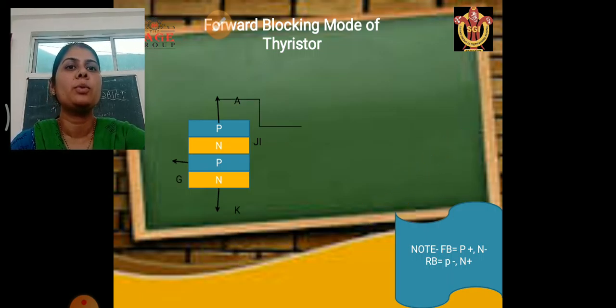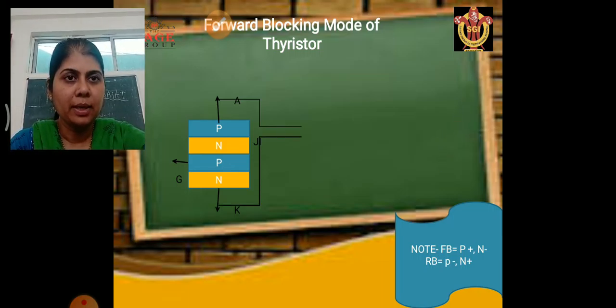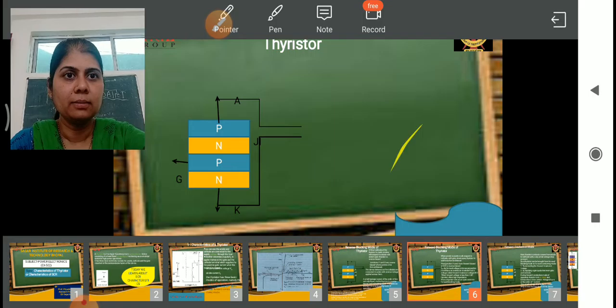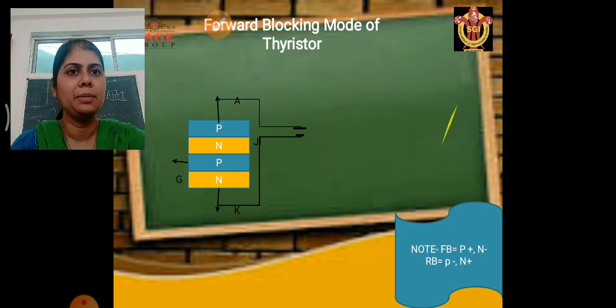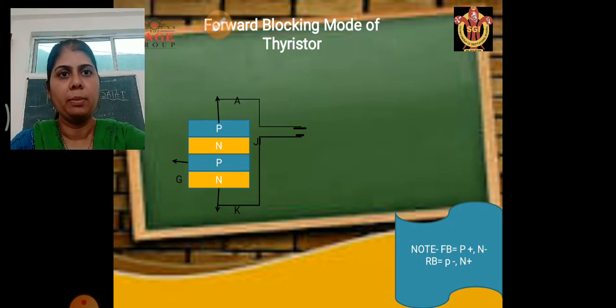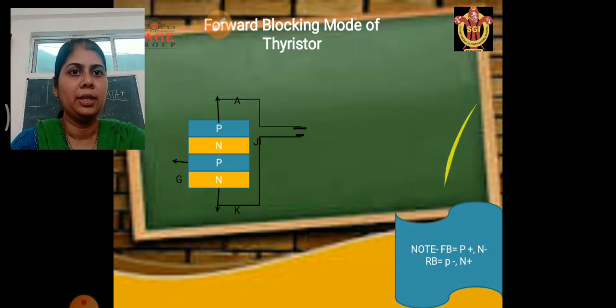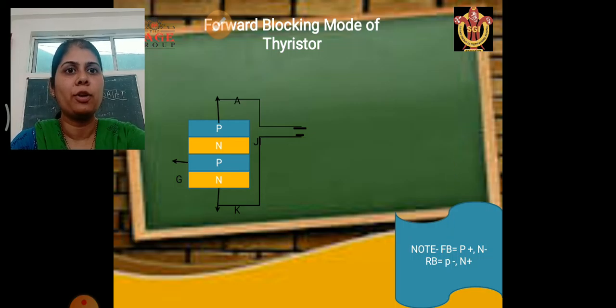In forward blocking mode, the anode is connected with the positive terminal and the cathode is connected with the negative terminal. But at that time the J1 junction is forward biased and the J3 junction is also forward biased.